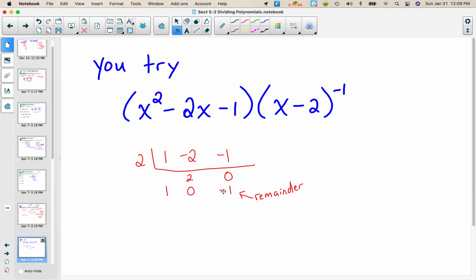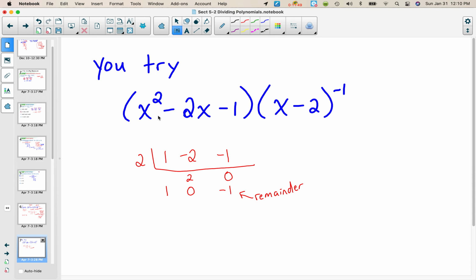By the way, synthetic, think about synthetic fibers like fabrics. It's fake, so we're doing fake division. So I used a positive 2 out front. The coefficients are 1, negative 2, and negative 1. Recorded those, brought the first number down, multiply, add, you get 0. Multiply, add, you get negative 1. There's nothing else to bring down, so this is my remainder.